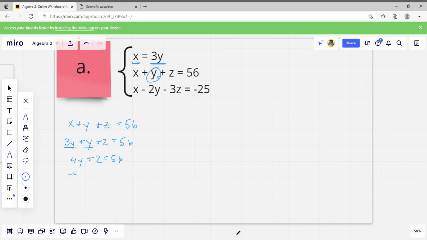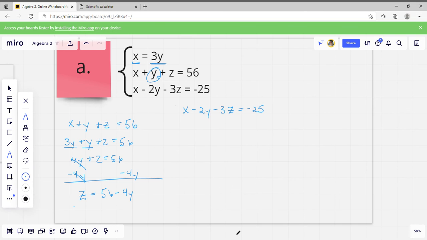Now we're just going to subtract our 4y from both sides. That way we get z by itself. Z equals 56 minus 4y. So now we have a value for z that we're going to plug into the bottom equation. Our bottom equation is x minus 2y minus 3z equals negative 25.